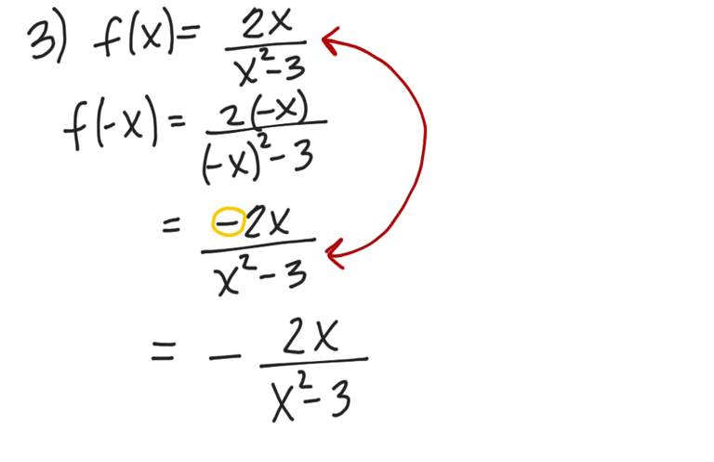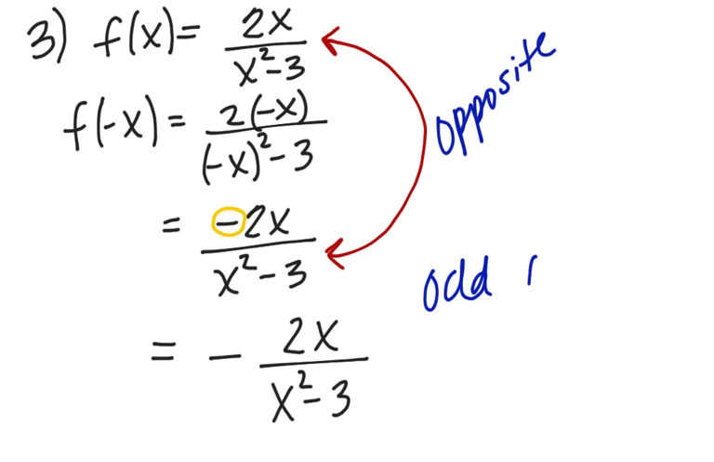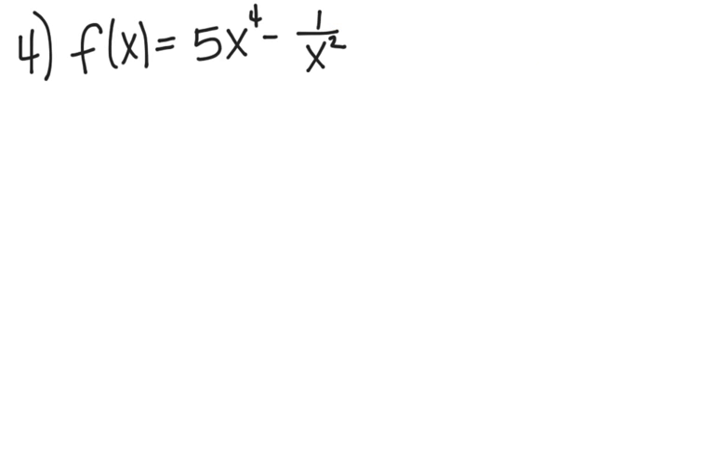So then what that tells us is that this function is indeed the opposite of the original function. And so since they are opposites, that means that this is an odd function. This is an odd function, and its symmetry would be origin symmetry. Number 4, f of x equals 5x to the 4th minus 1 over x squared. So again, we input a negative x and see what our output looks like.